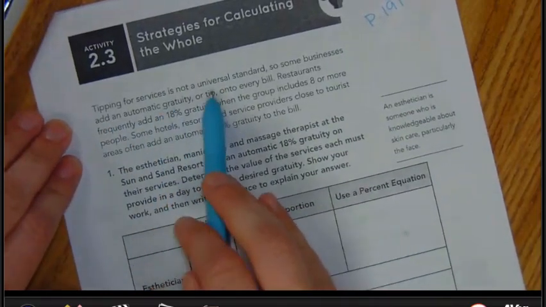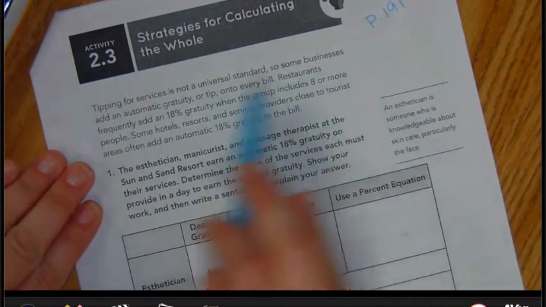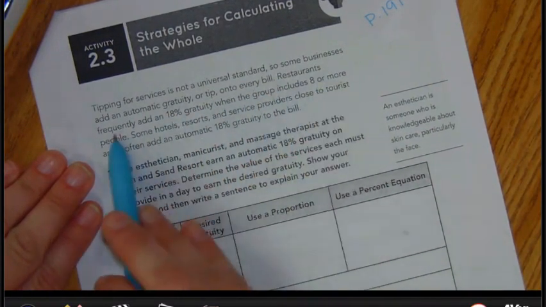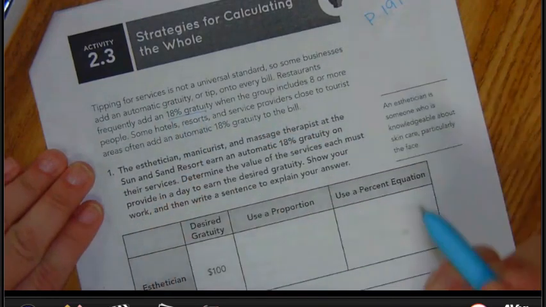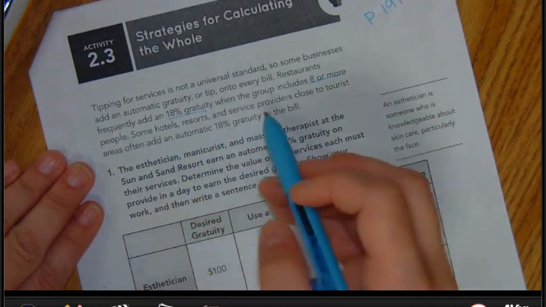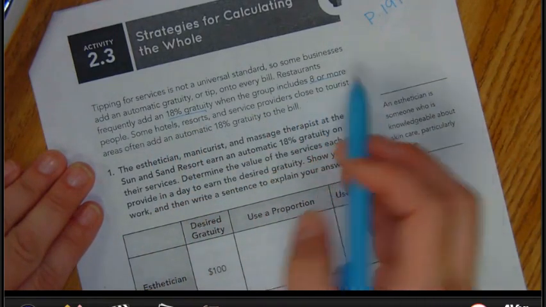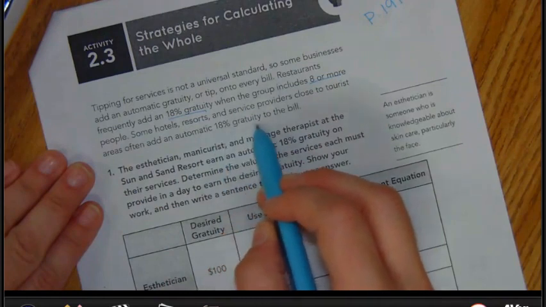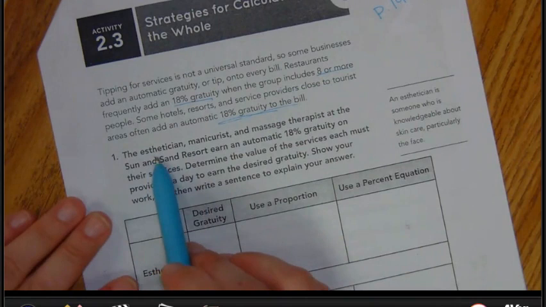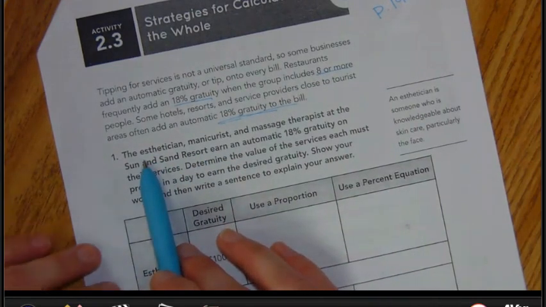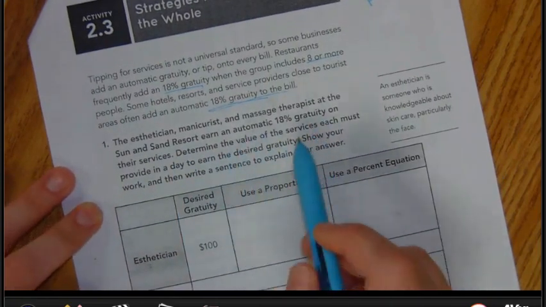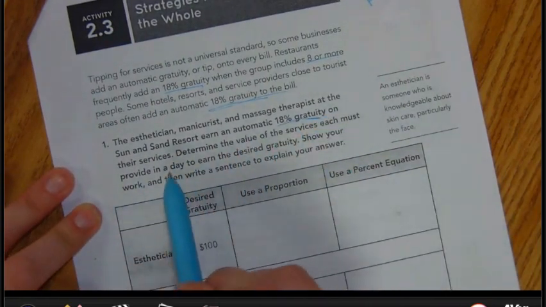Tipping for service is not a universal standard. Some businesses add an automatic gratuity or tip onto every bill. Restaurants frequently add an 18% gratuity when the groups include 8 or more people. Some hotels, resorts, and service providers close to tourist areas often add an automatic 18% gratuity to the bill. The eccentric manicurist and massage therapist at the Sun and Sand Resort earn an automatic 18% gratuity on their service.